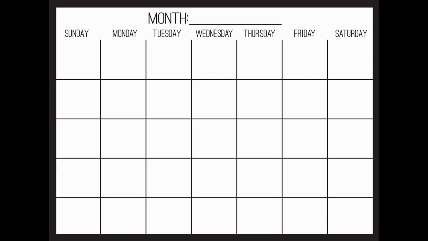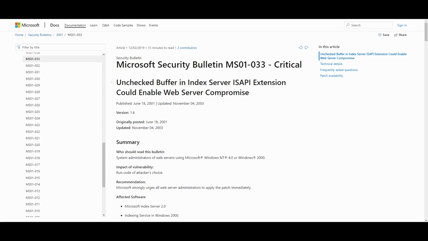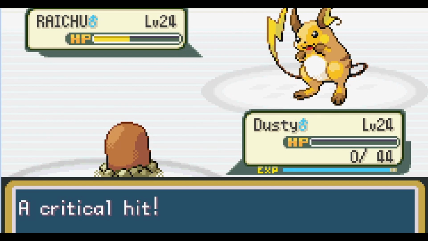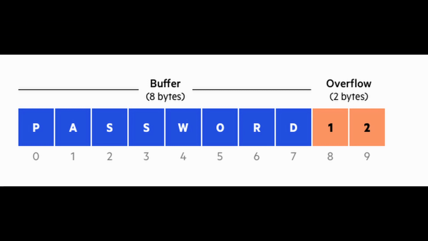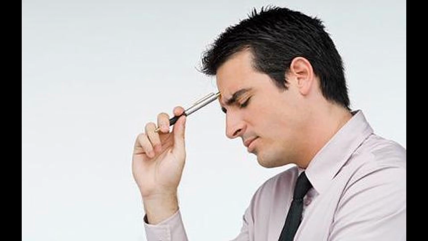1 month prior to the release of Code Red, Microsoft actually posted a security bulletin, MS01-033, labeled as critical. It had the subheading, "Unchecked Buffer in Index Server ISAPI Extension Could Enable Web Server Compromise." So, what exactly did this mean?